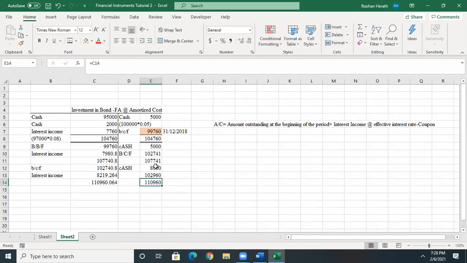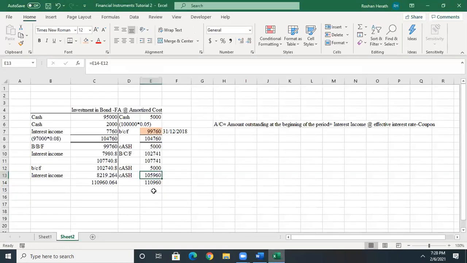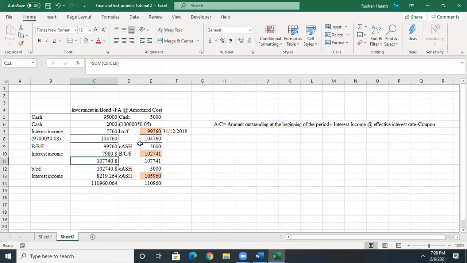So yeah, it's a mistake. It's not 8%, it's 5%. Right, here you get 105,960. See whether it is fine with what the question has said. The question said that it is redeemed at a premium of 5,960. So the face value is 100,000. Once you apply this premium 5,960, you must be getting them redeemed at 105,960. So it is finally getting redeemed at that particular value. So it's perfect. So what we have done is perfectly correct, right?